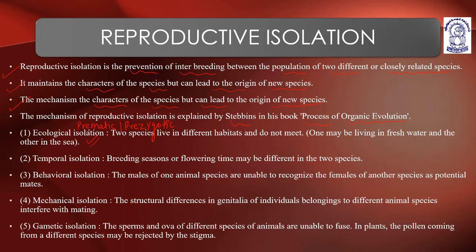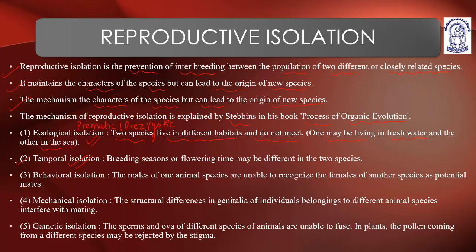Two species live in different habitats, areas, and do not meet. One may be living in fresh water and the other in sea. As the habitats are different, they are not going to meet, and that is why this leads to reproductive isolation. This is the ecological isolation because of the climatic barrier, ecological barrier. Then, temporal isolation.